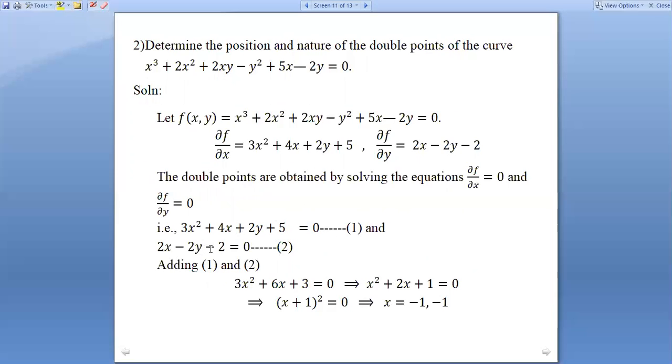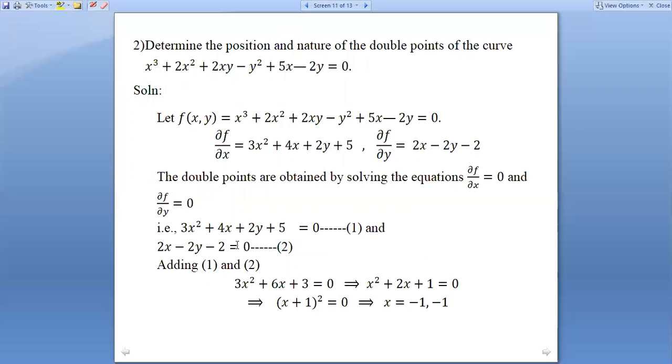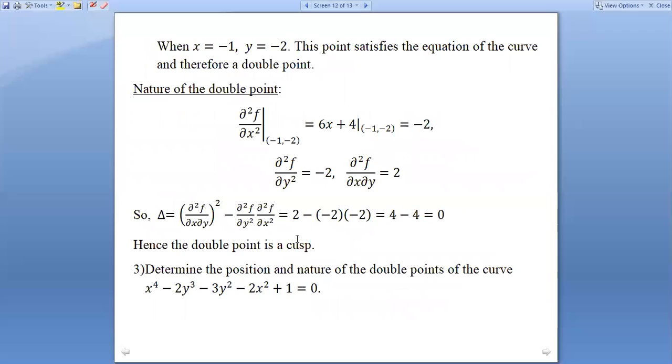But we have a y term in both, so you cannot solve the equations individually. So you add equations 1 and 2. The 2y gets cancelled, and you have the value x equal to minus 1. Substitute x equal to minus 1 in equation 2 and you will get y equal to minus 2. This point satisfies the equation of the curve and therefore is a double point.